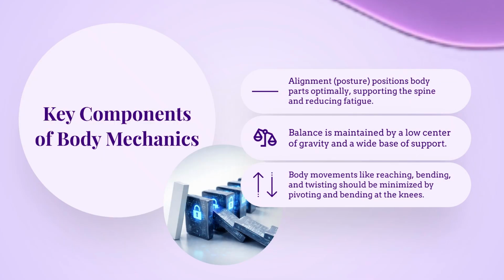Alignment is just your posture. It's like taking a string and putting it through the center of the body, holding yourself straight up. Balance is maintained by the low center of gravity and a wide base of support. The further out your legs are, the more of a base of support you have, and the lower your center of gravity, you're less likely to get injured. And then we're going to avoid reaching, bending, twisting, and we're going to do a lot more pivoting and bending our knees. We're using our legs for lifting, those big, strong quadricep muscles and hamstrings, instead of the muscles of the lower back.